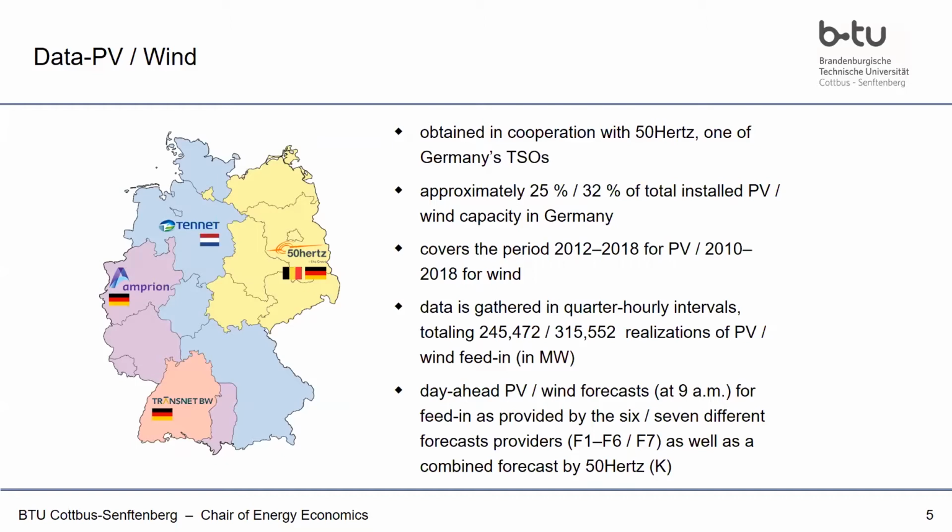We also have data on the day-ahead PV and wind forecasts at 9 a.m. as it is provided by the 6 or 7 different forecast providers. Those variables are annotated F1 to F7. We also have an additional benchmark, which is a combined forecast by 50 Hertz, and this is denoted with K.